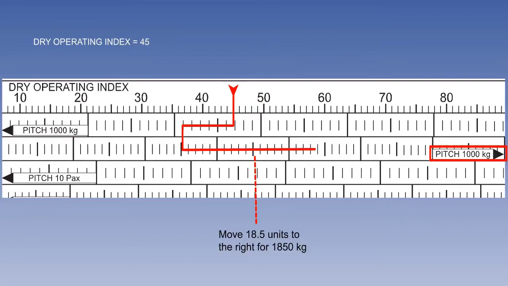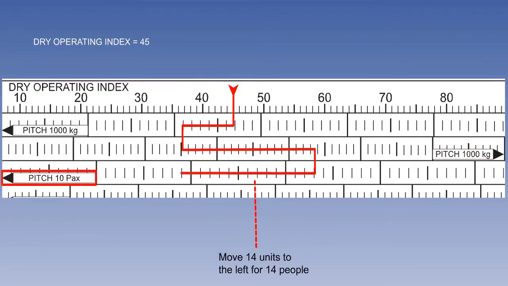Continue the pattern by dropping a vertical line down to the centre of the next box and move right 18.5 units for 1850 kilograms. The next step is to drop a vertical line down to the centre of the next box representing the number of individual passengers in the compartment, 1 unit representing 1 passenger. There are 14 in this compartment, so we have to move left 14 units. This method is continued until all of the cargo and passenger loads are entered.